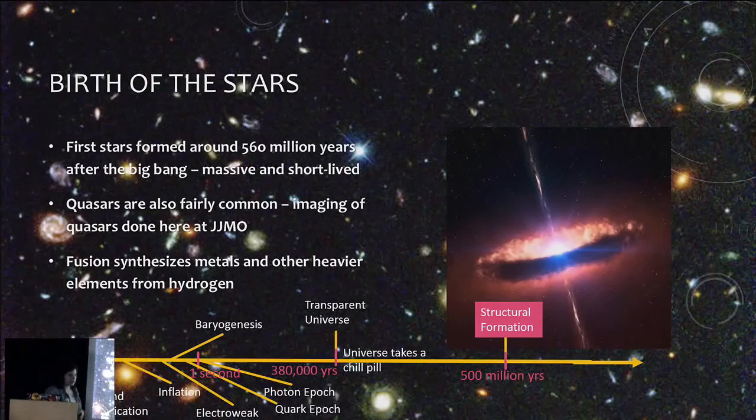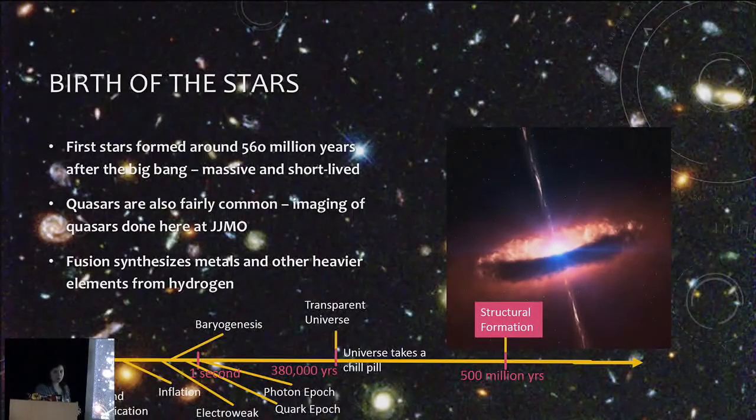Stars are important too. The first stars formed, we believe, from calculations, around 560 million years after the Big Bang. And because there was a lot of gas just floating around in the universe, there was a lot of mass to be incorporated into those stars. And so the first stars were very massive and very short-lived, because generally, a good rule of thumb is the bigger a star is, the shorter its lifespan, the faster that star burns out. And so the first stars were incredibly massive and incredibly short-lived.